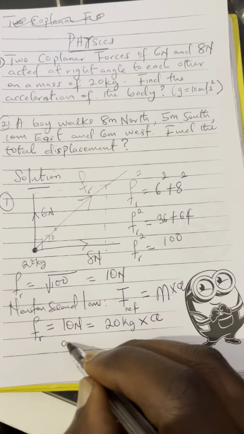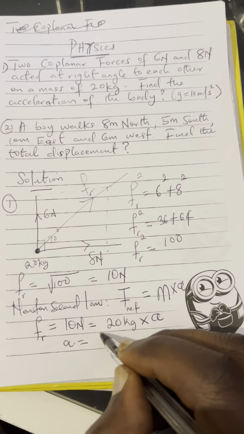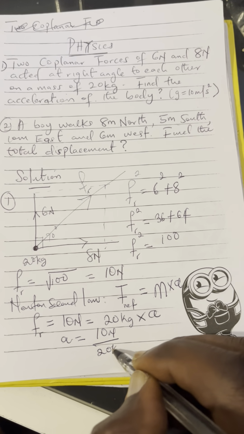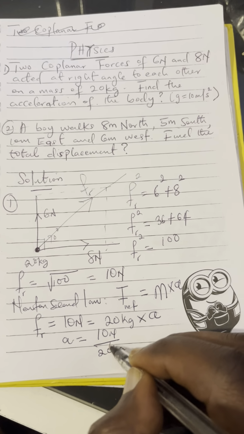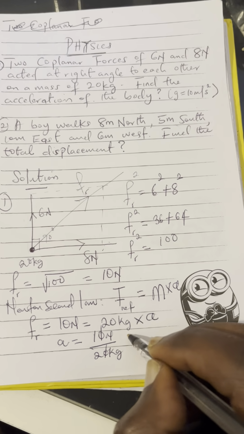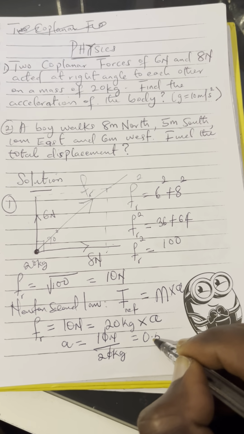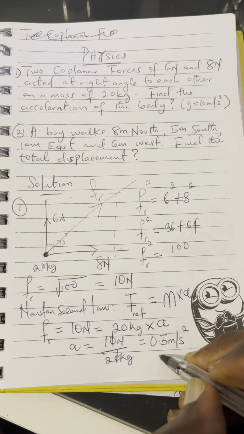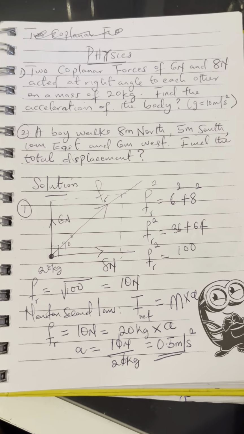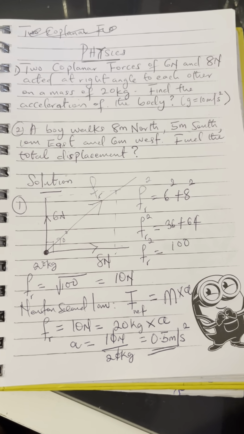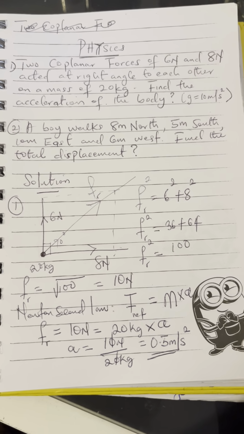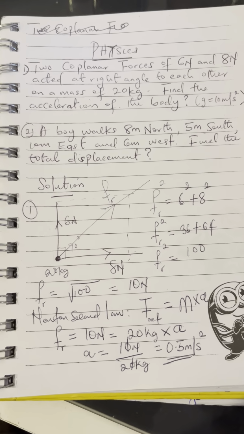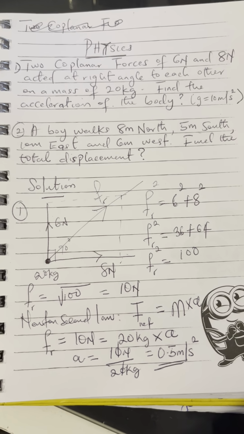So you have A is now equal to 10 Newton over 20 kilogram. So this cancels this. So 1 over 2 is what? It is 0.5 meter per second squared. So that is the solution of the first question. So we are going to look at the second question.